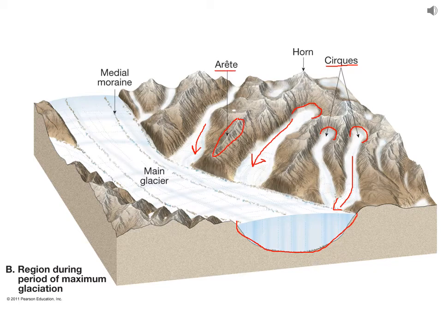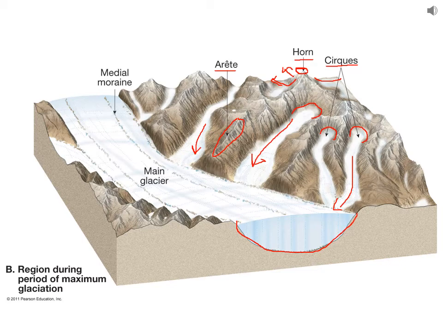If you have glaciers on at least 3 sides of a high point, so here we have a high point, this little peak, and then we have cirques. We have glaciers on 3 sides, right, coming off of it. And so what that does is it leaves this very sharp point at the top, and that's called a horn.